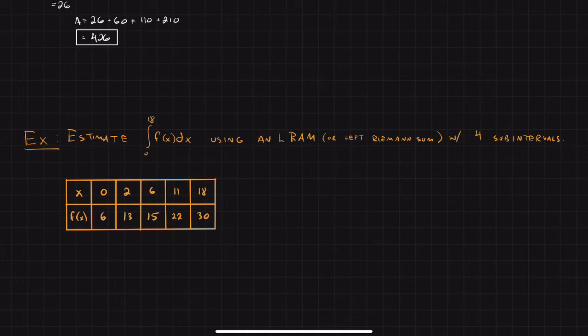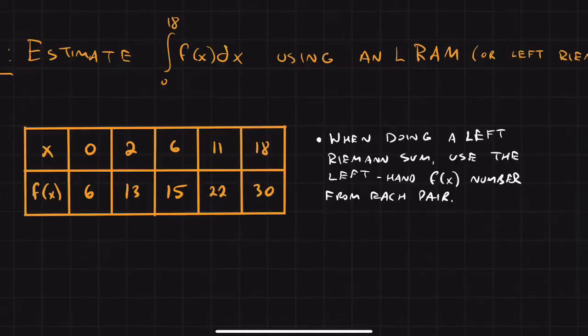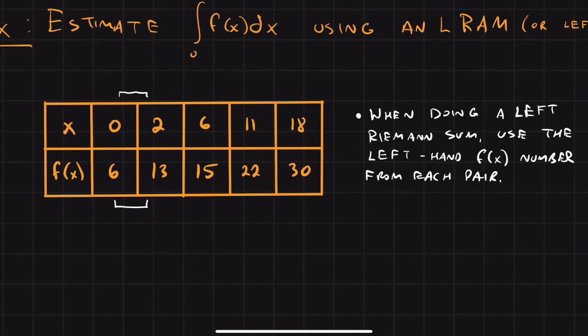That is, we're going to use left Riemann sums. And when doing a left Riemann sum, use the left-hand f of x number from each pair. Like we did in the table for the right Riemann sum, just imagine drawing a rectangle that spans between x equals 0 and x equals 2. The delta x for that rectangle would just be the difference between the x values. 2 minus 0 is 2. And then for the height of this rectangle, we use f of x is equal to 6.